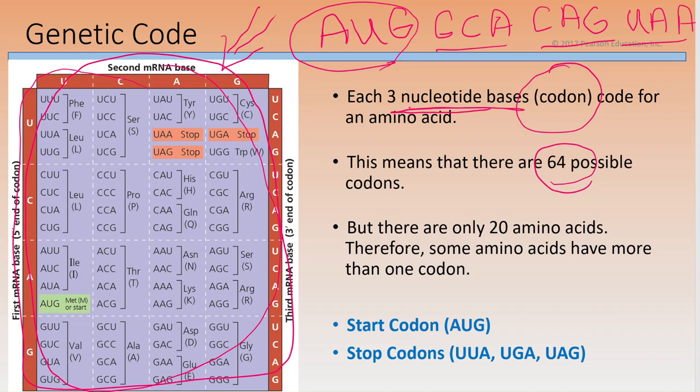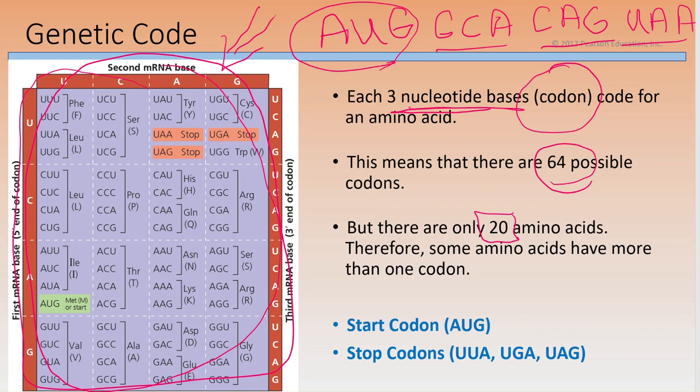But you don't have 64 amino acids. So I've already told you that each codon will code for an amino acid. But the really cool and interesting thing is we only have 20 amino acids. This means that some of these amino acids will actually be coded for by more than 1 codon.